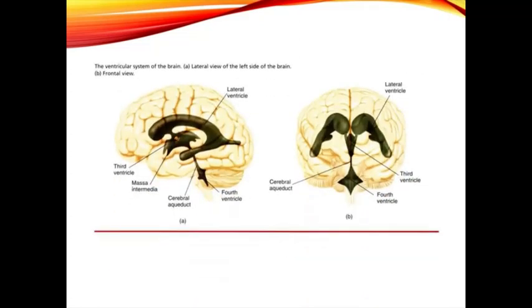Here we have some passages of the cerebrospinal fluid. We have the ventricular system of the brain. You can see these ventricles, which the cerebrospinal fluid passes through, and the cerebral aqueducts. The CSF passes through these cerebral aqueducts. Let's continue.